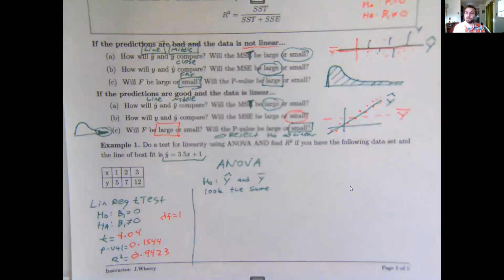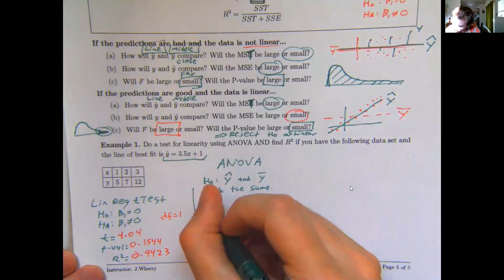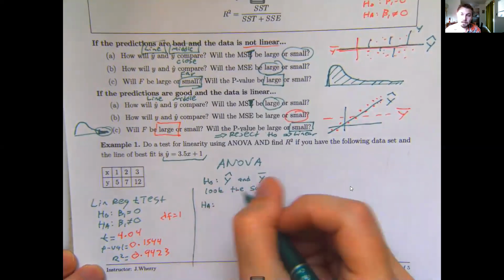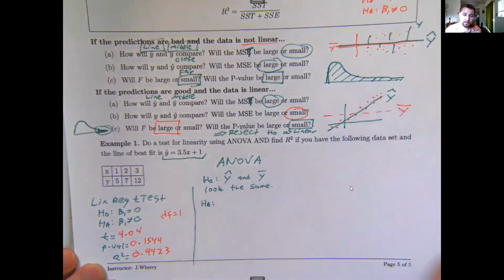I'm wondering if the average of my y hats is like the average of my y bars. These are the two things I'm ultimately comparing. And my alternative hypothesis is going to be that they do not look the same. And not looking the same is good. Not looking the same means they're linear.